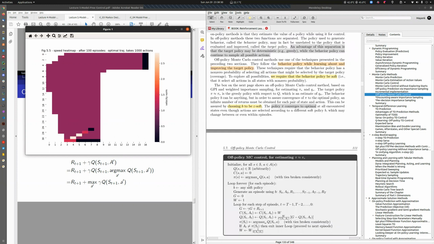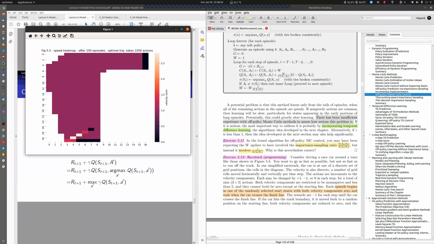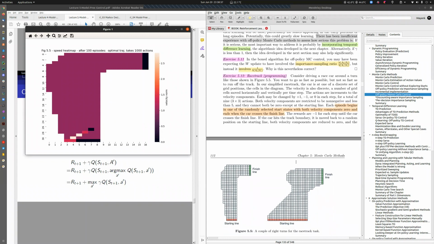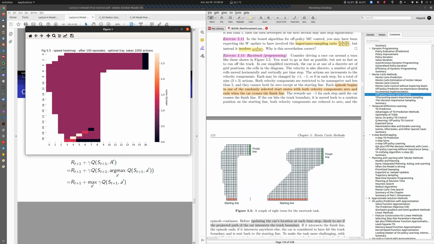There's the racetrack programming example. So yep, it's exercise 5.12. Here we have tried to simulate figure 5.5.